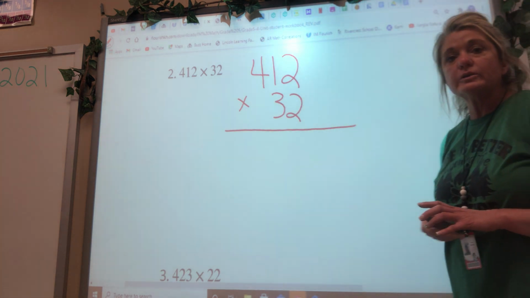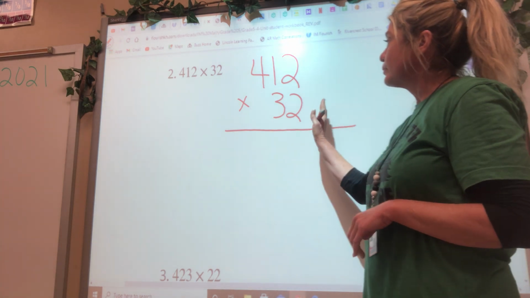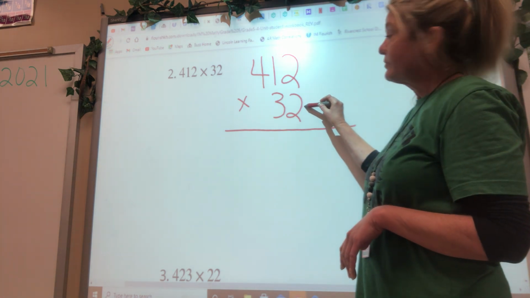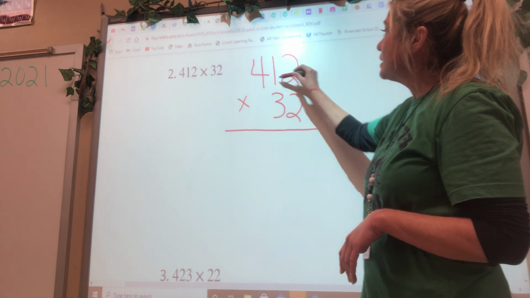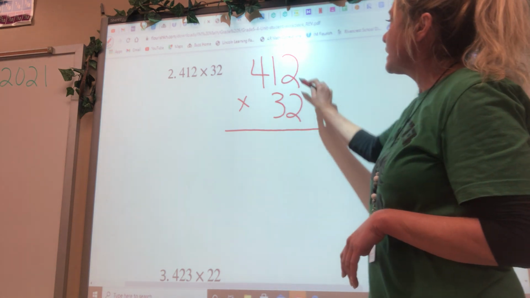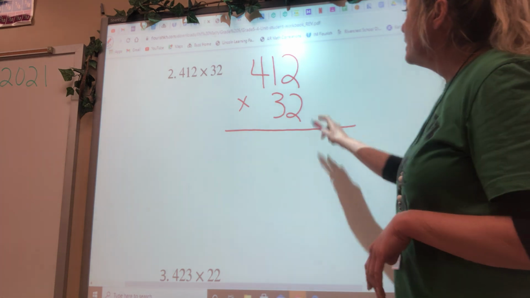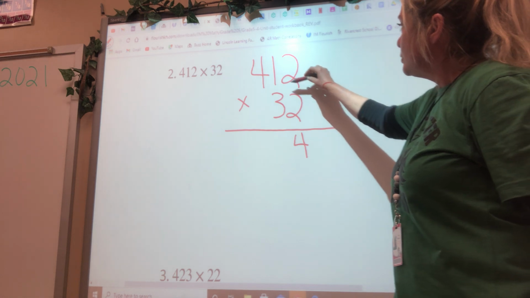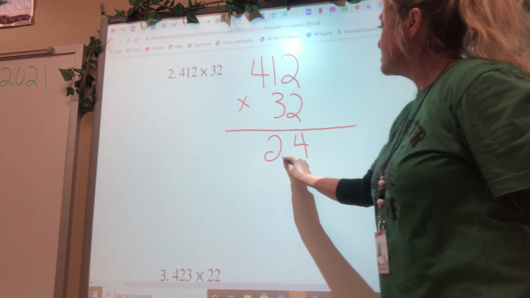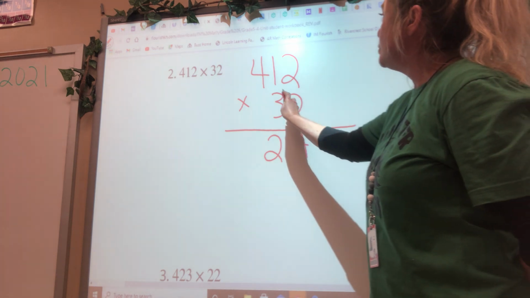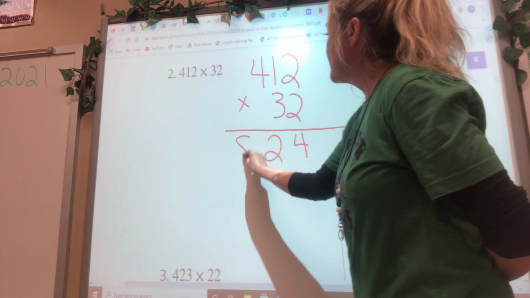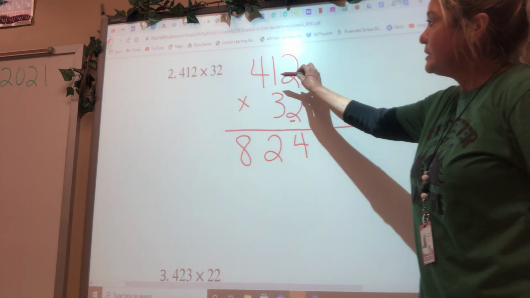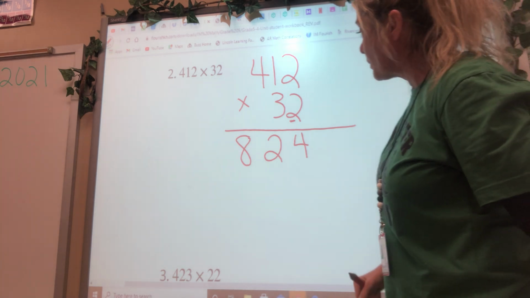Now when we're using the standard algorithm, we always start on the right. So we would multiply what's in the ones place, the first number on the right, times each number on top. You have to multiply it times each place value. So we have 2 times 2 is 4. Then 2 times 1 is 2. 2 times 4 is 8. So now I've multiplied what's in my ones place times each number up top.